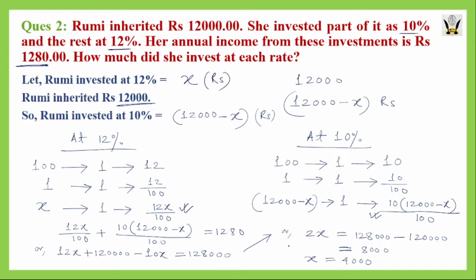And what was x that we assumed? X was the amount that Rumi invested at the 12% rate of interest, right? So at 12%, Rumi invested rupees 4,000. And since the total amount that she inherited was 12,000, that means at 10%, the other rate of interest, she invested 12,000 minus 4,000, so it is 8,000.